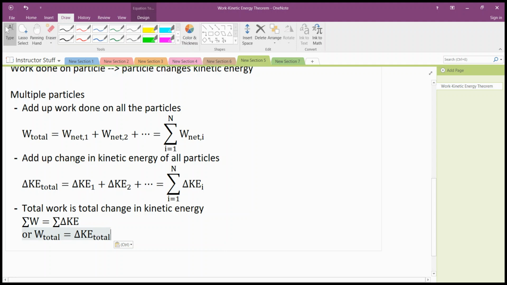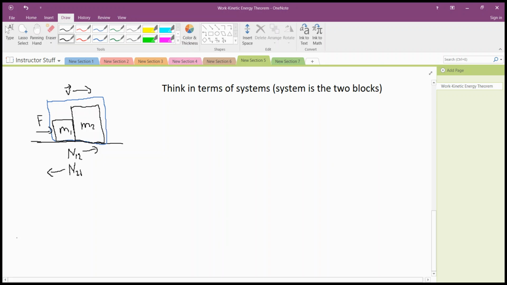All right, now that we've done that, let's consider these objects in terms of systems. To think in terms of systems, let's consider the following example. We have a system of two blocks, so we're not including the Earth in this system, which makes gravity an external force, as well as the normal force from the ground on the blocks. These blocks are being pushed by an external force F over here, and they're moving along to the right with some velocity v.